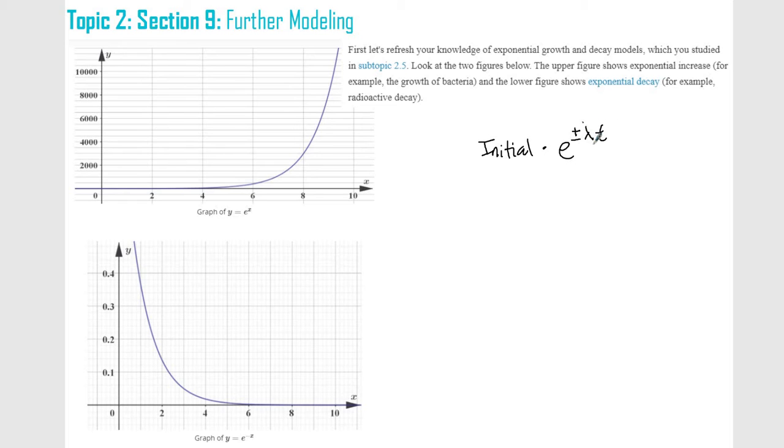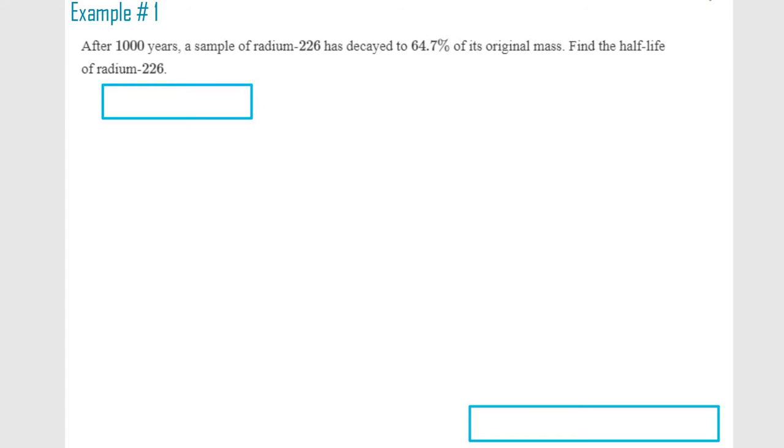Okay, so where lambda would be your constant. So like your percentage, what your growth and decay amount would be. And then it equals your future amount. All right, it's a lot easier to do with examples, so let's start there. So let's start with example 1. After 1,000 years, a sample has decayed to 64.7% of its original amount. So find the half-life of the radium.